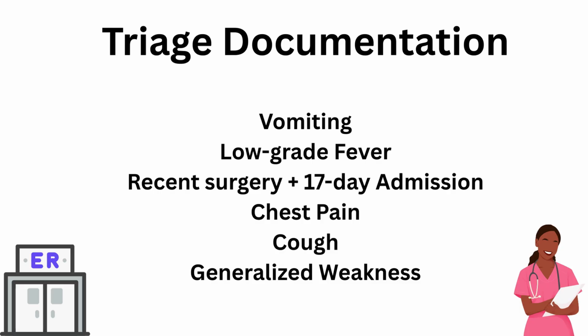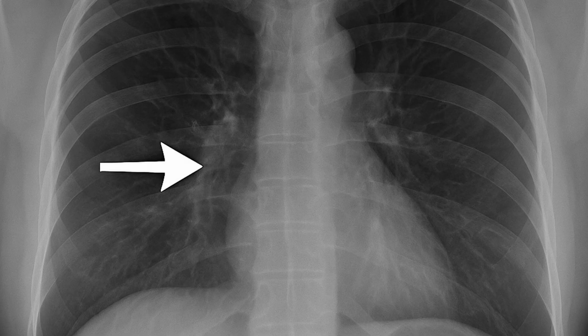Triage documentation listed her chief complaint as vomiting and a low-grade fever, along with recent elbow surgery, a 2-week hospitalization, and ongoing antibiotic therapy. The patient also reported cough, chest pain, and generalized weakness. According to the record, she denied shortness of breath. The emergency room physician examined her and ordered a chest X-ray, which showed a suspected mild infiltrate in the lateral right lung. No additional imaging was performed.